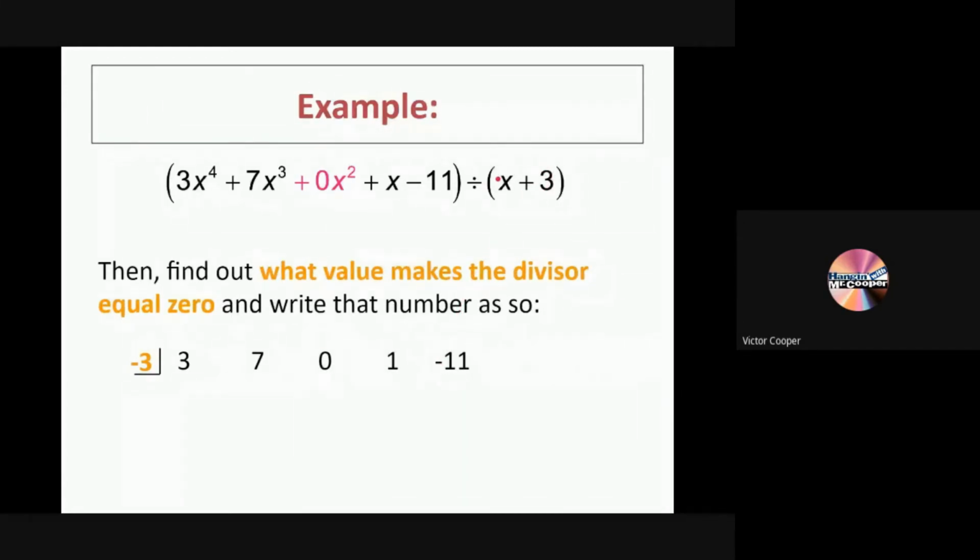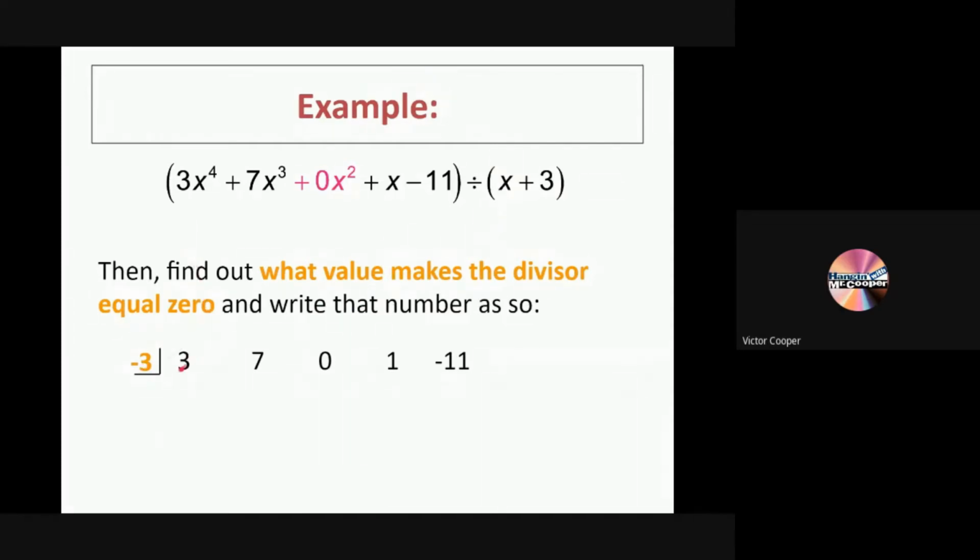Next thing you're going to do is look at what we're dividing by. So we're dividing by x plus 3. We're going to ask ourselves, what would that be if it's equal to 0? Just this part. So x plus 3 equal to 0 means x would have had to be negative 3. Whatever number we need to make this 0, you put it right here.